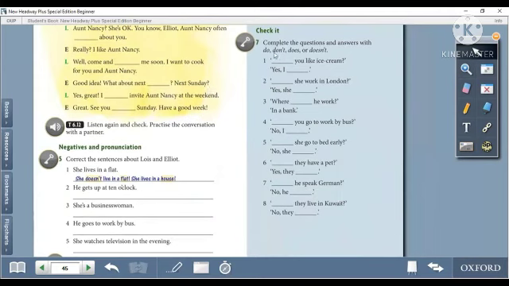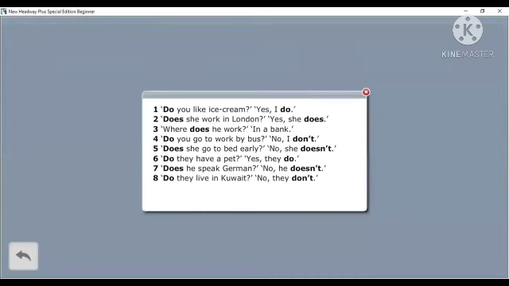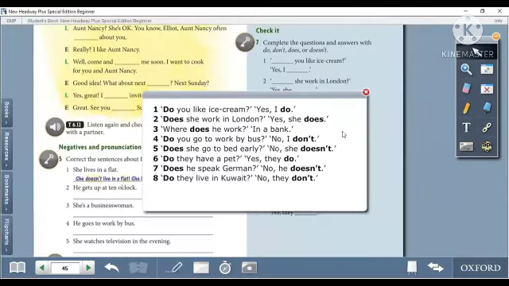Okay, so let's check it. أتمنى أن تكونوا أخذتوا full mark في exercise. Check your answers, please.